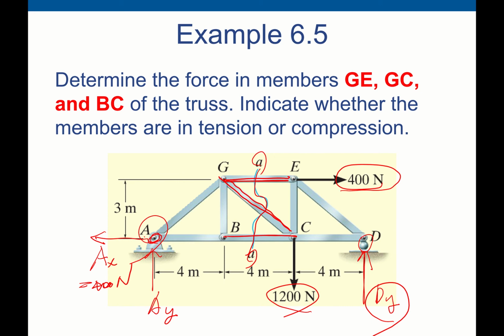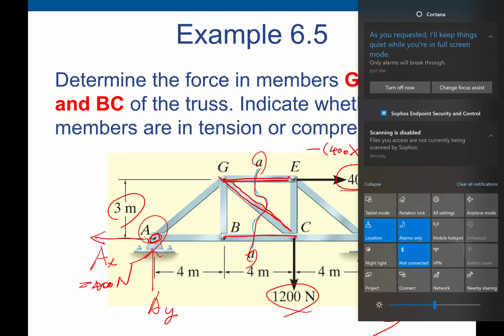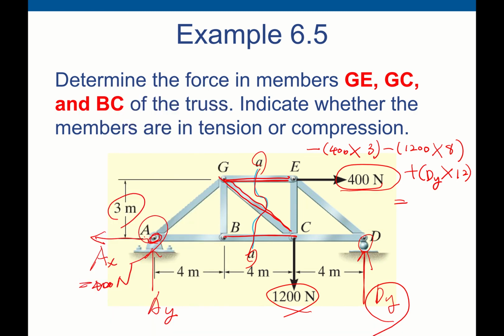So let's calculate the Dy here. This 400 Newton creates a clockwise rotation. The vertical distance is 3 meters, and this 1200 is also creating clockwise rotation. The vertical distance to point A is 8 meters. And this Dy, we don't know Dy, but we know the distance, which is 12 meters. So this should be equal to 0.